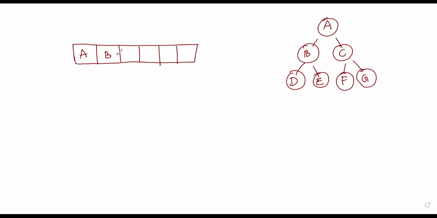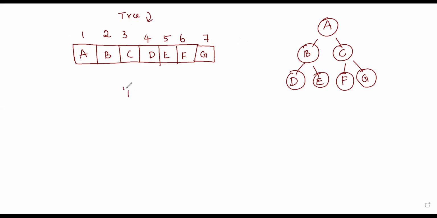A, B, C, D, E, F, and G at positions 1, 2, 3, 4, 5, 6, 7. So this tree I have represented in the form of an array. You won't have this picture in your memory. The data will be arranged in an array, in a continuous fashion. Even though it is a tree, it will be arranged in this way in the computer's memory.